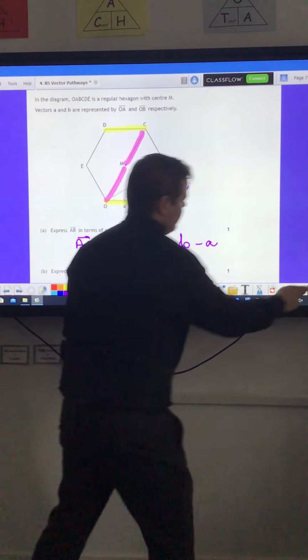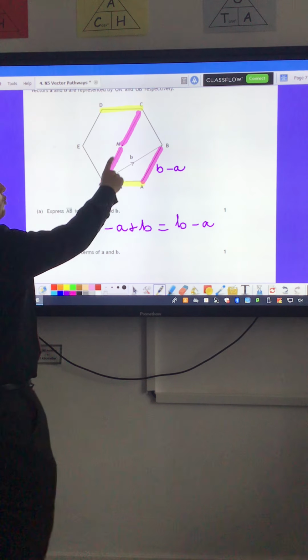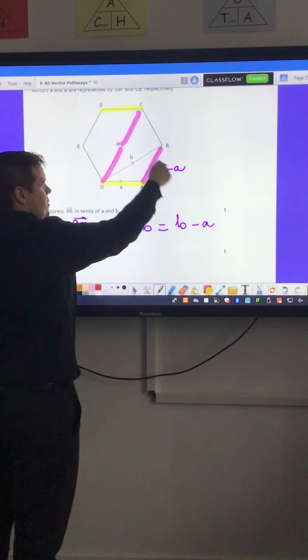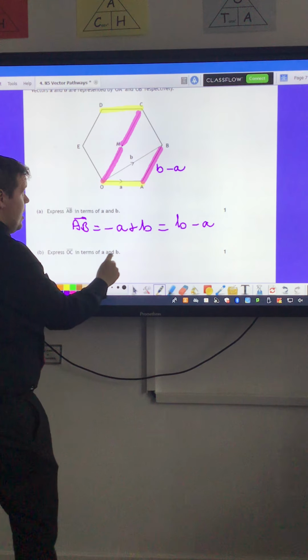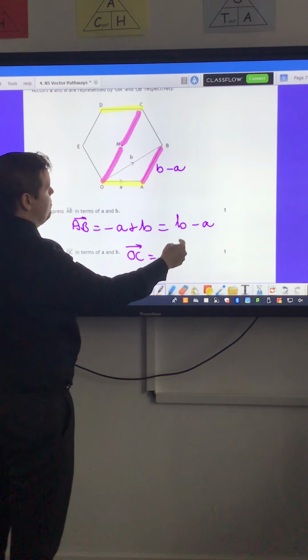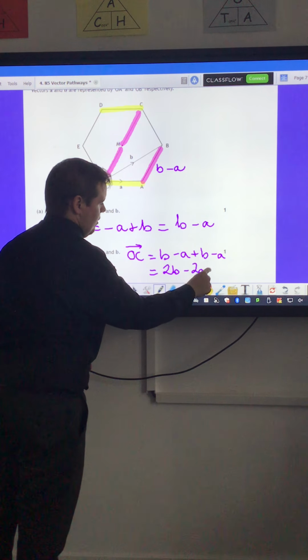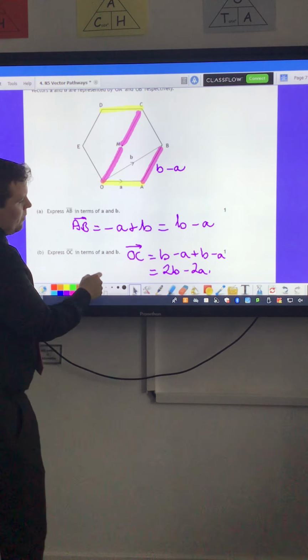Now part B, if I want to go from O to C, I'm going to do two of these vectors that I've just found. So I'm going to do O to C is either two lots of B minus A, or I can just do B minus A plus B minus A, which is 2B minus 2A. Okay.